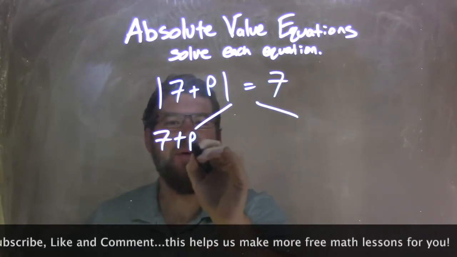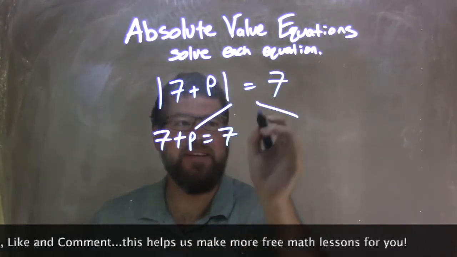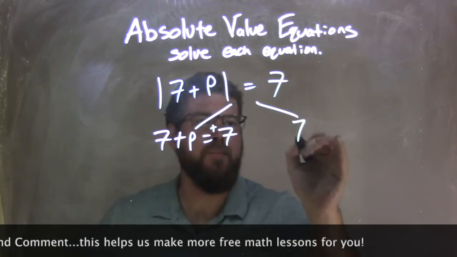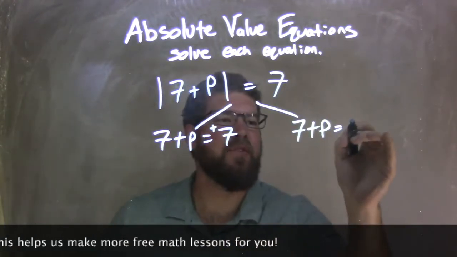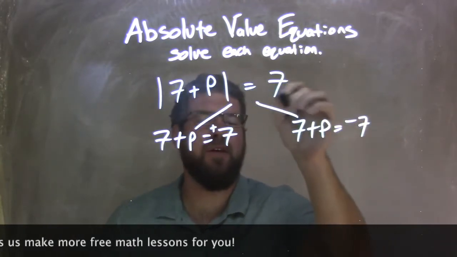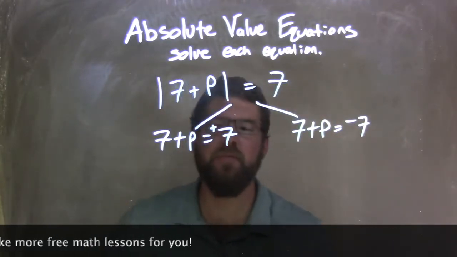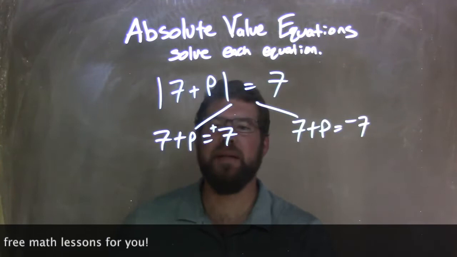7 plus p equals a positive 7. And 7 plus p, inside the absolute value, equals a negative 7. We take the number out here and make it a positive and a negative. And so now we can solve each one individually.